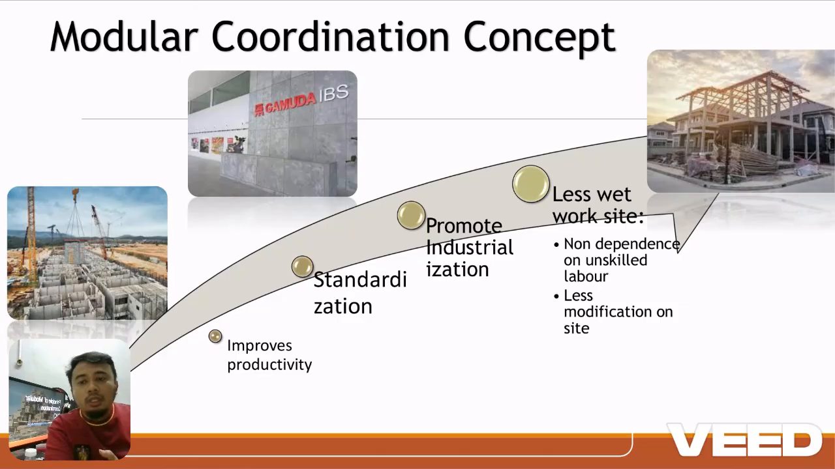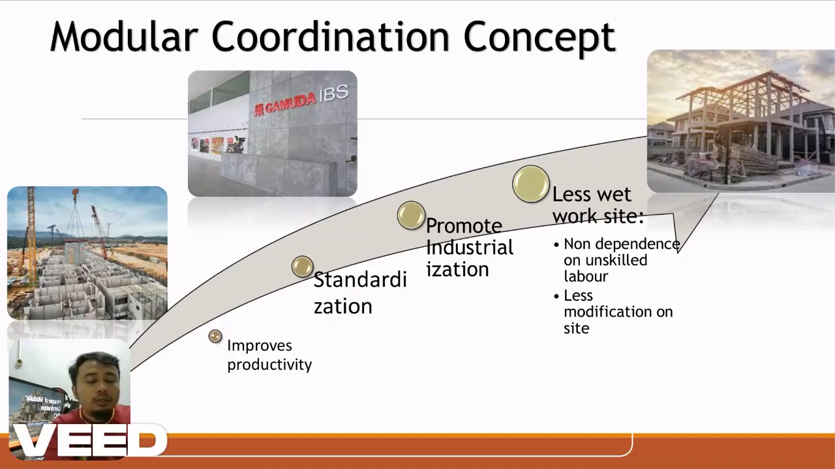As you can see here, first it improves productivity. There is standardization of components and building dimensions, and then it promotes industrialization. There will be an industrialized building system, rapid production, rapid construction of buildings, and less work on site. No dependence on unskilled labor, and less modification on site. So MC promotes standardization, which in turn supports industrialization. Then it's a win-win for everyone involved.